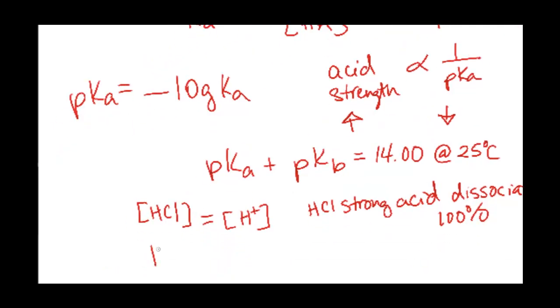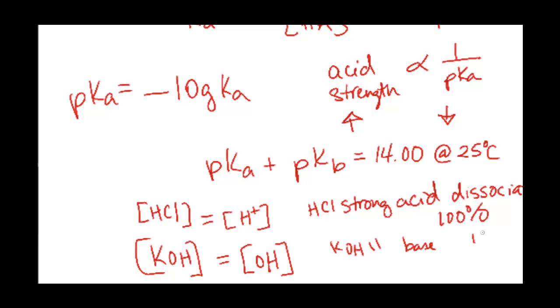Or let's say we had potassium hydroxide. All hydroxides are strong bases. Go ahead and memorize your strong bases. There should be a table in your Gen Chem book that lists both your strong bases and your strong acids. Be a good idea to memorize those. Again, KOH is a strong base, so we have 100% dissociation. That's basically it for this concept.